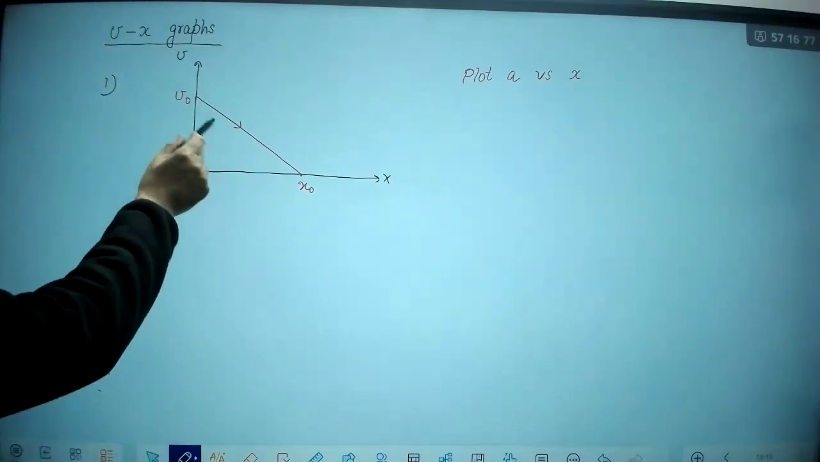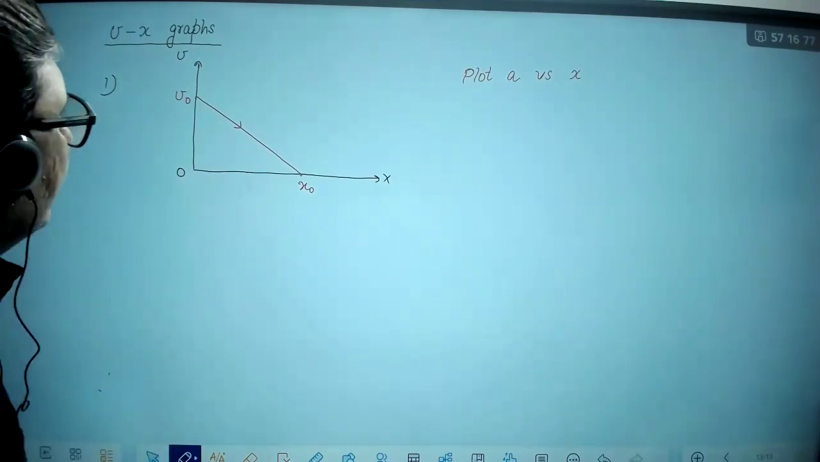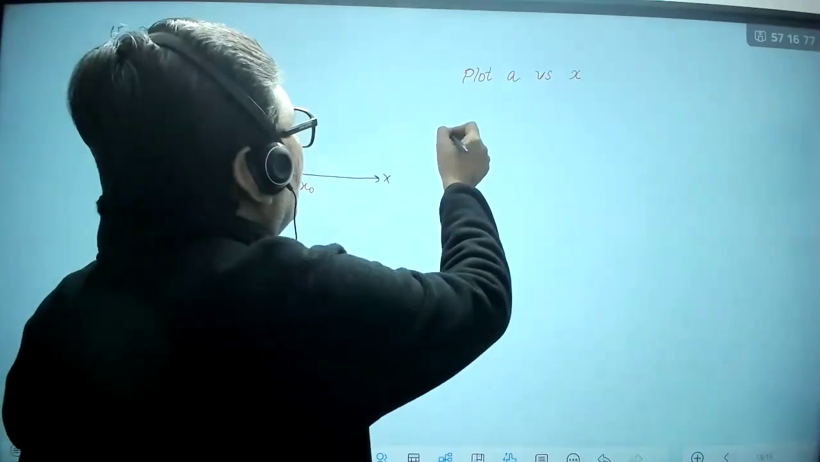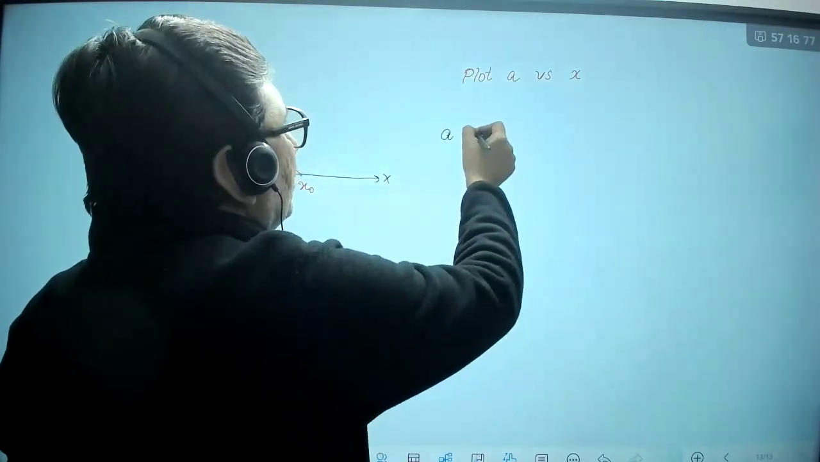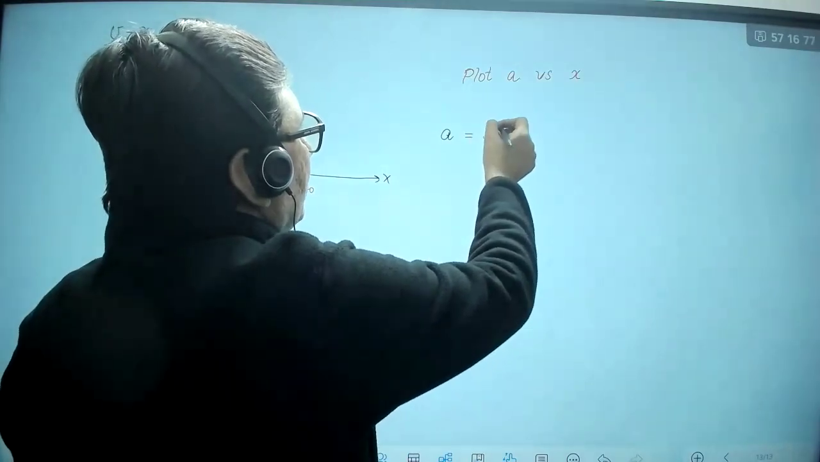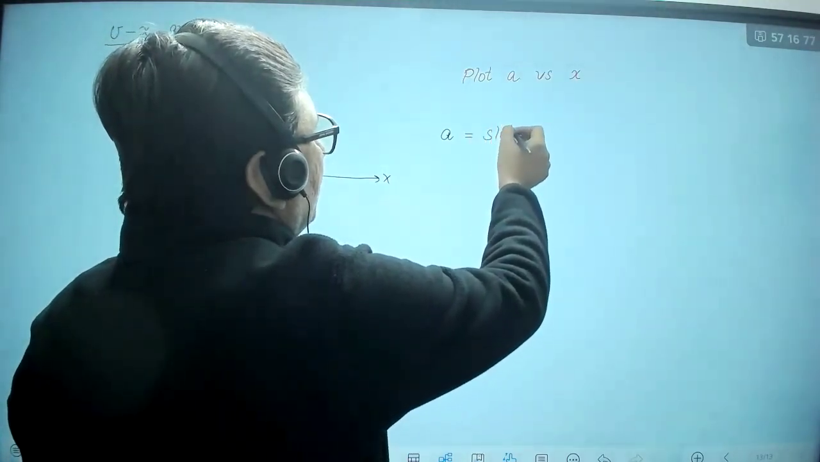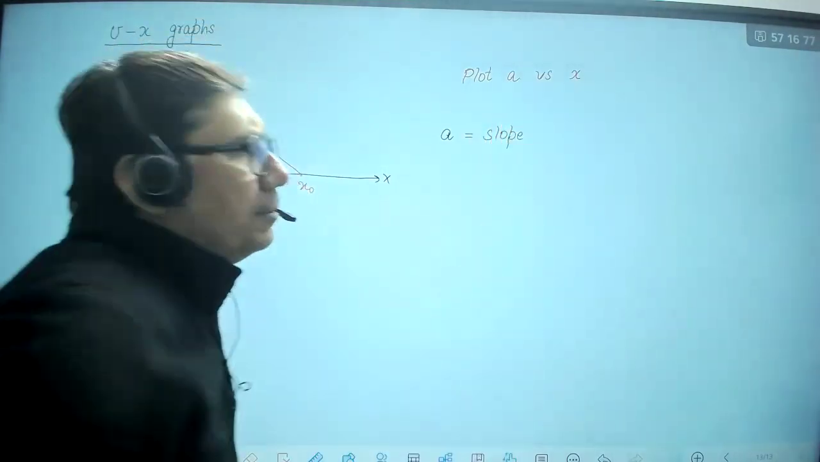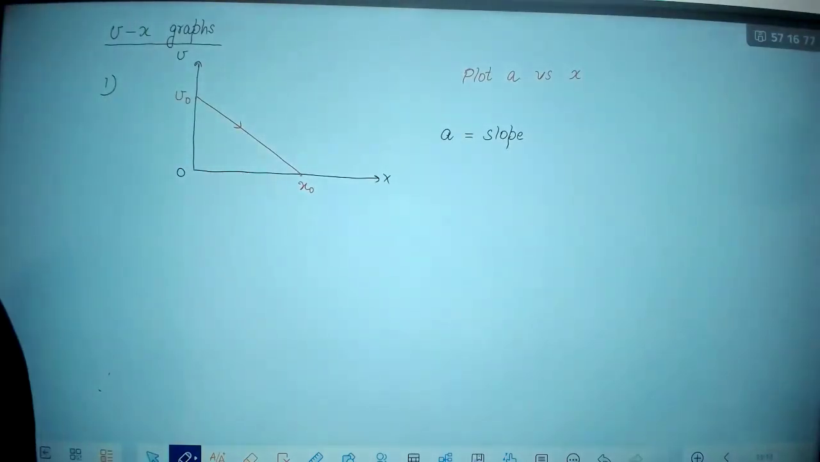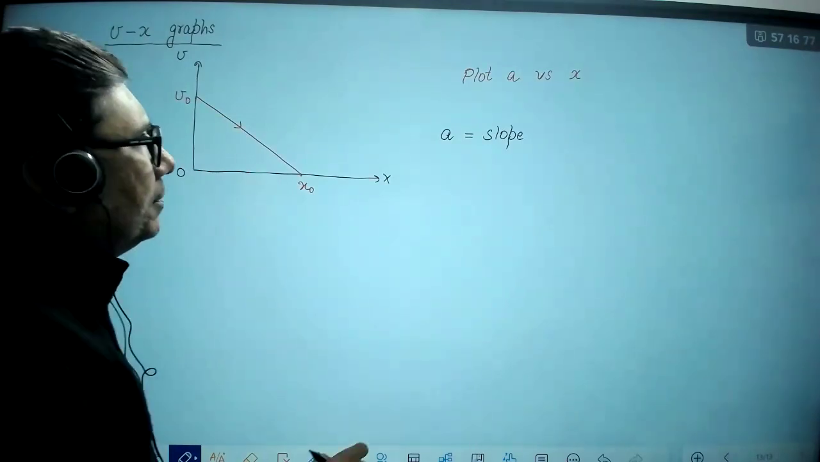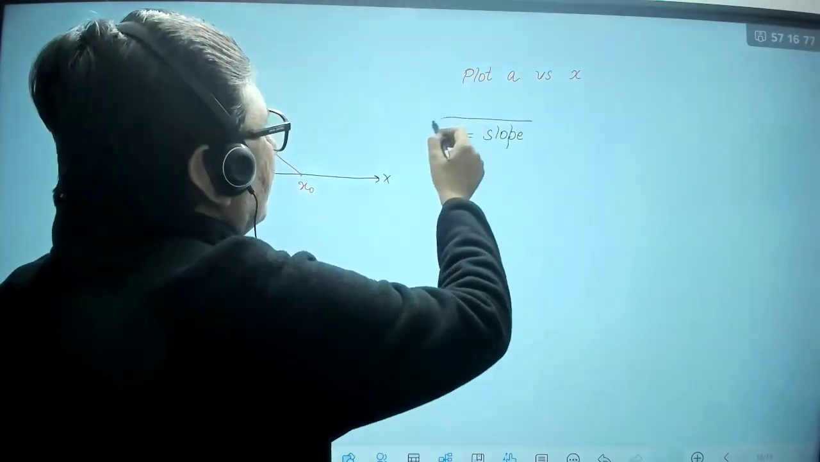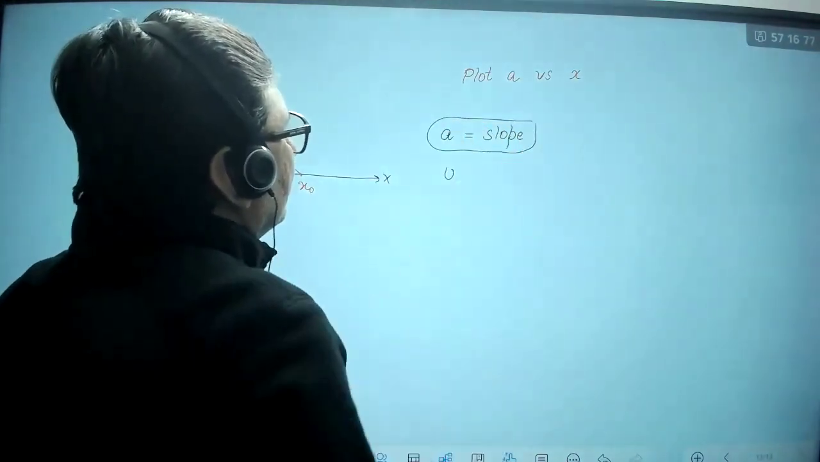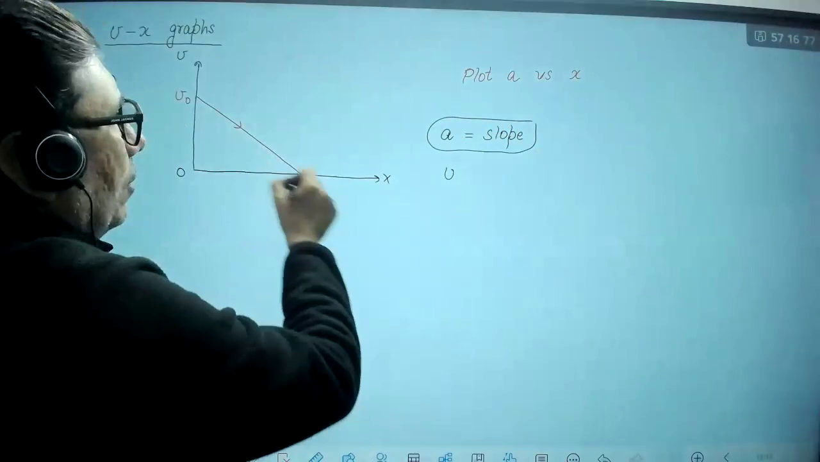So, what will be the slope here? Slope, a will be equal to the slope. Very simple. Can you tell me what is the slope here? The slope is negative. So can you plot this curve?